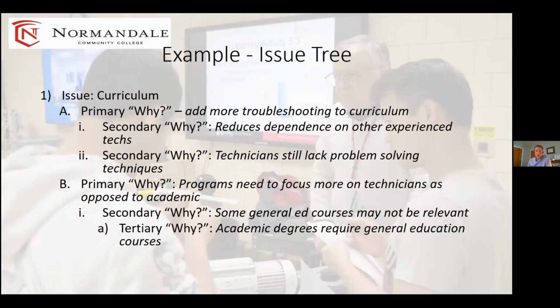Another secondary why might mean that your current level of technicians lack that skill, and so they need to get it from somewhere. A second why could be, well, we want programs to focus more on technicians as opposed to more of a general academic issue. Well, why is that? Well, one why might be because in a community college or an accredited university, there is a requirement to add general education courses. They do have to take a writing course or a math course. And that just comes with the territory. Those degrees require that. So that's the kind of example of how you can dig into these and just kind of get down to lower and deeper levels if that's possible.